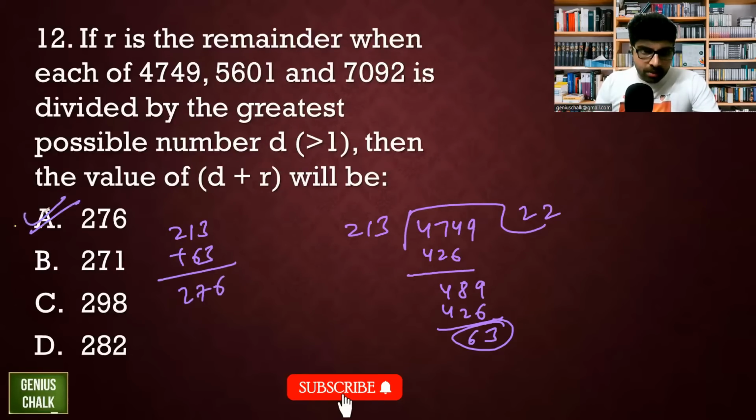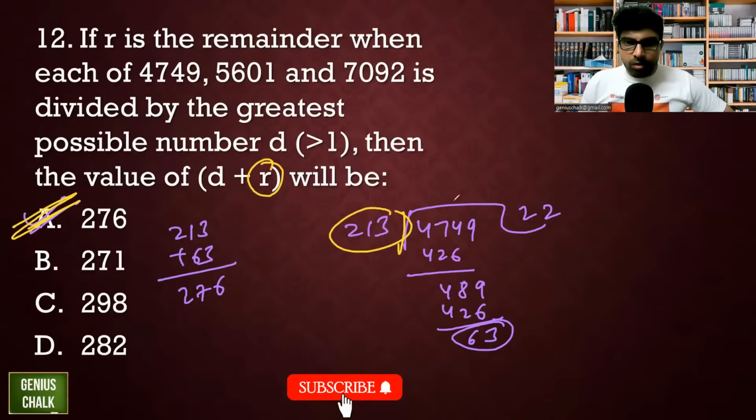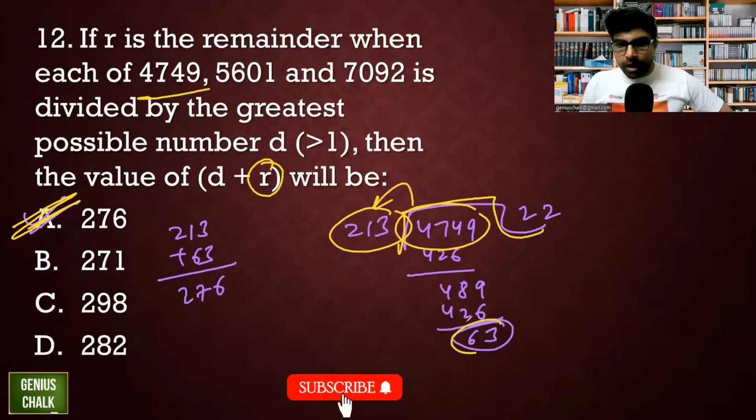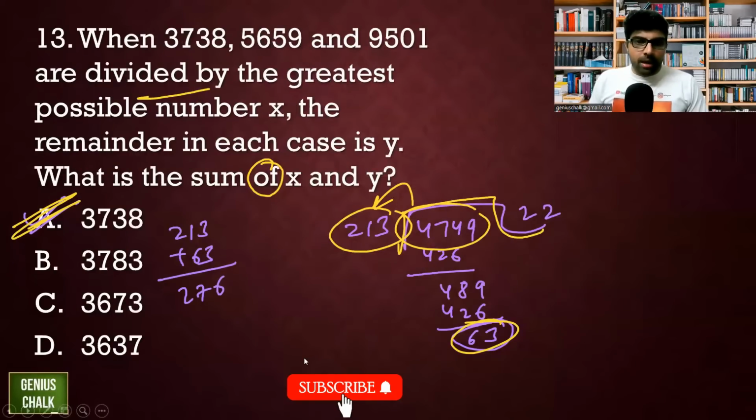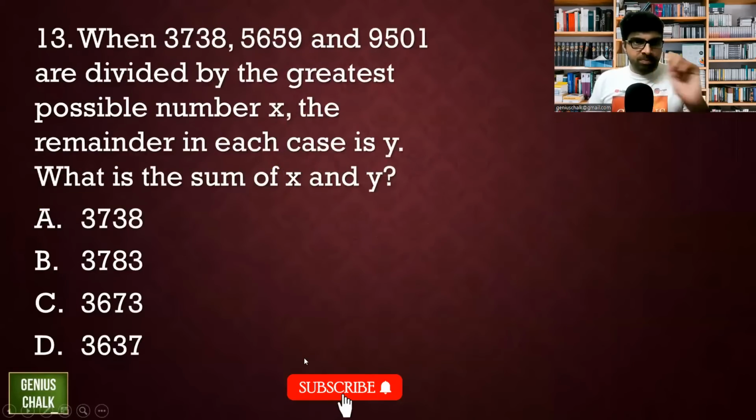A beautiful question and a beautiful concept. So not only do you have to find the HCF, you have to find the remainder also. After finding the HCF, divide any particular number by the HCF and then find the remainder as well. As it is the greatest number leaving a remainder as well, right? That's why we have to find the remainder. Let's do one more question.